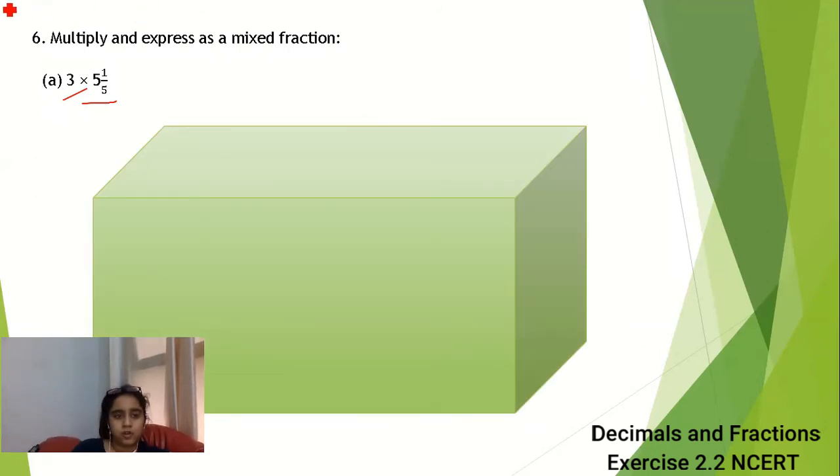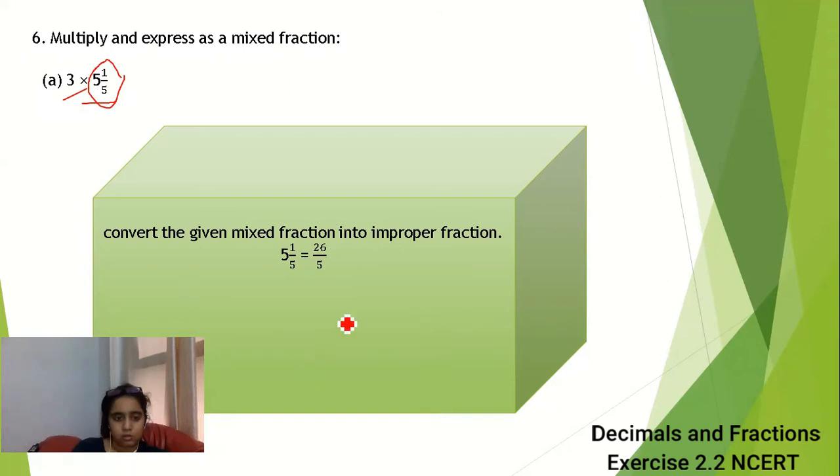So first we will convert this mixed fraction into an improper fraction so that we can easily multiply that number with the 3. This is how we convert it: we multiply 5 by 5, that is 25, and 25 plus 1 is 26. So our answer is 26 upon 5. Now we can easily multiply this 26 upon 5 with 3.